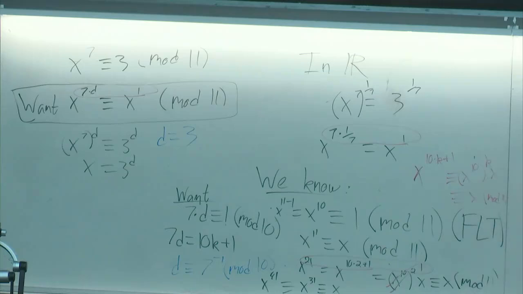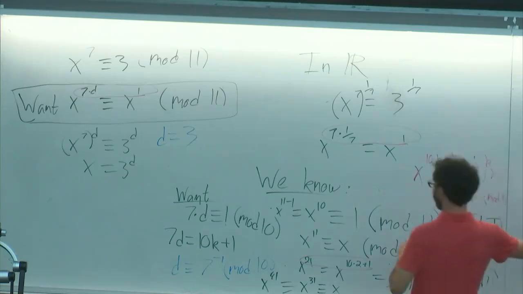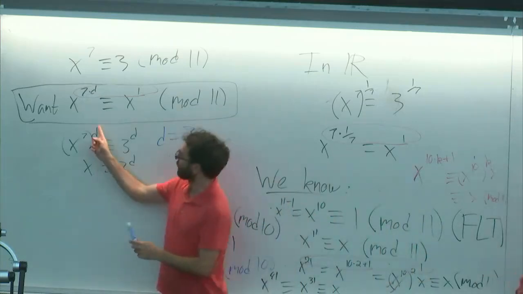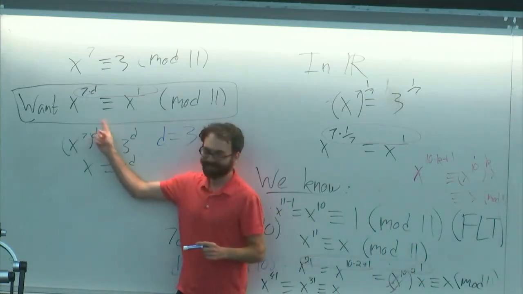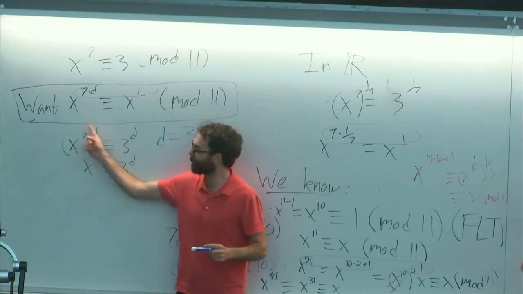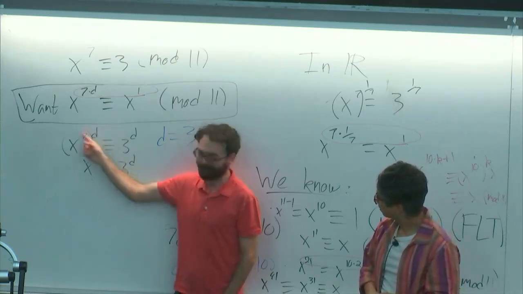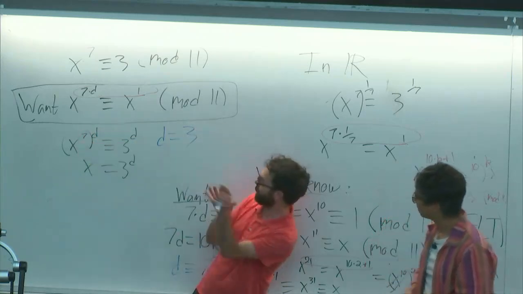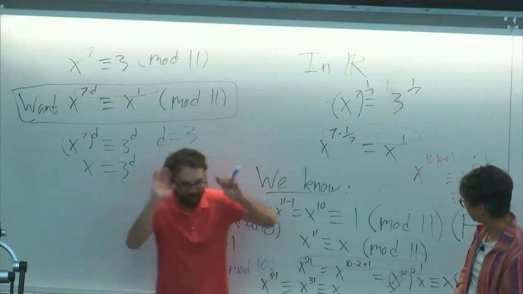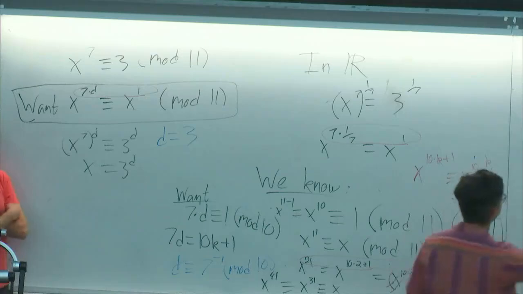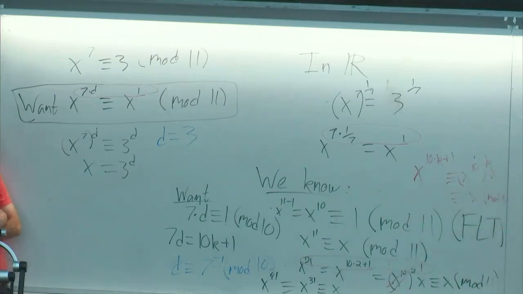The mod 10. Where are we at? 70. Where's the 70 that was on the board? Yeah, 70. You want this thing to be 1 more than a multiple of 10. Because if it's 1 more than a multiple of 10, then you're left with just x after you mod. The goal is you want this 70 to be 1 more than a multiple of 10. That's the goal. Then you're left with just x after you mod.